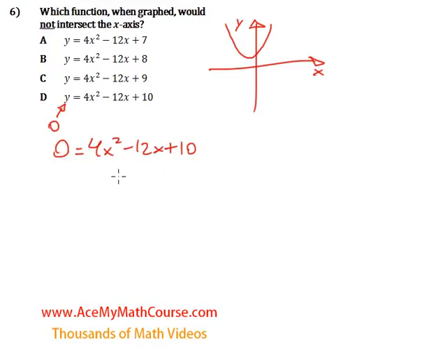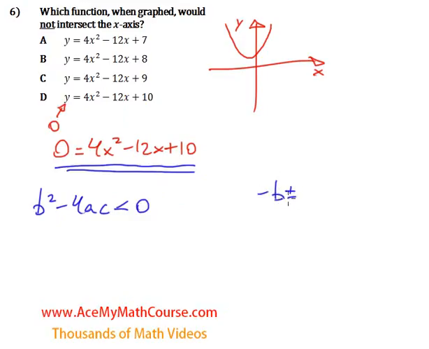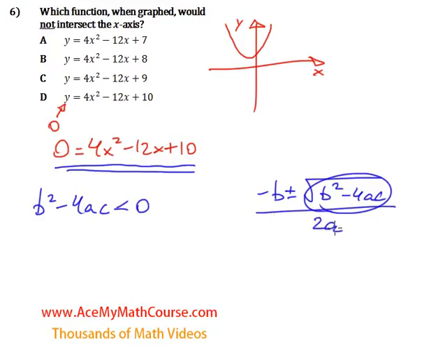So how do we go about this question? How can we easily determine which one would not intersect the x-axis? Well, the graph will never intersect the x-axis if the equation has no solution. And for this type of equation to have no solution, the discriminant needs to be negative, or in other words, smaller than 0. Remember that the discriminant is just this portion of the quadratic formula. And if that's negative, we have no solution.